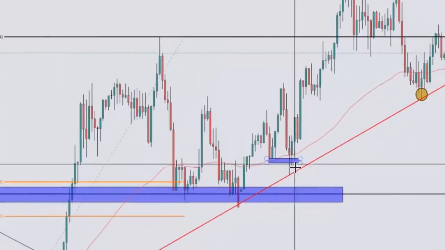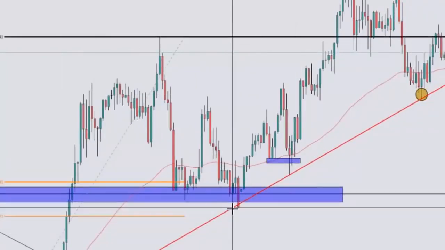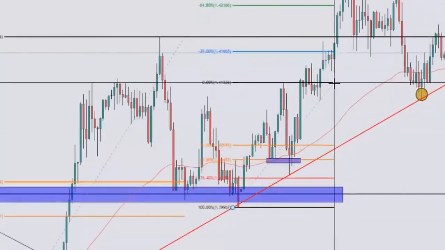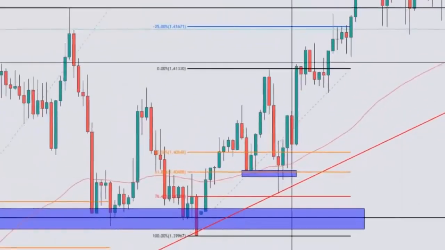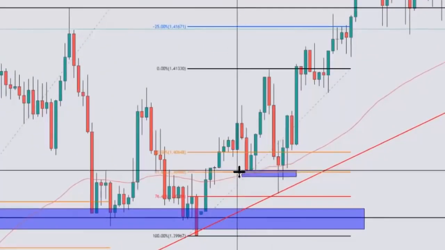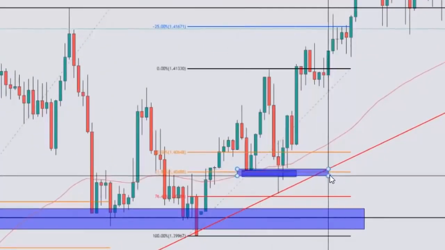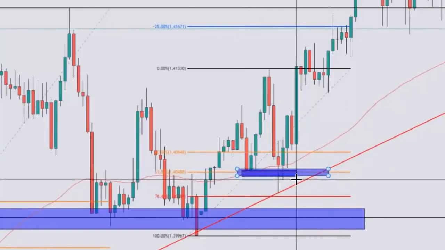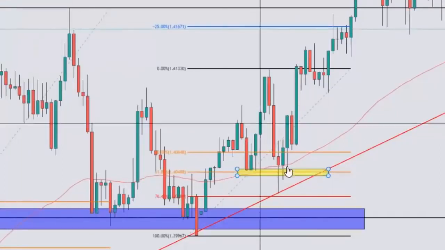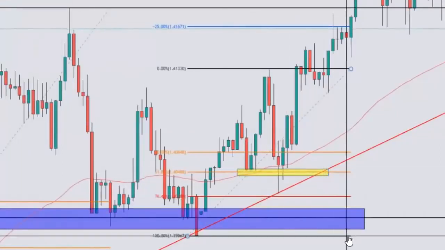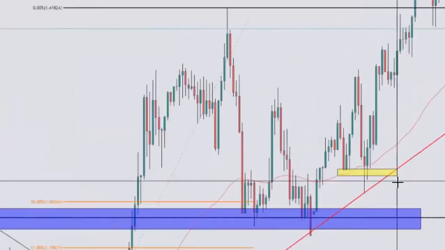So what do I do to find my entry just around here? I pull out my fib level and I mark out where my 61.8% fib is, which would be right here. Let's draw that as golden. So boom, this is where I would find my entries.